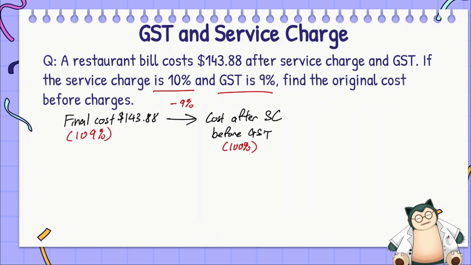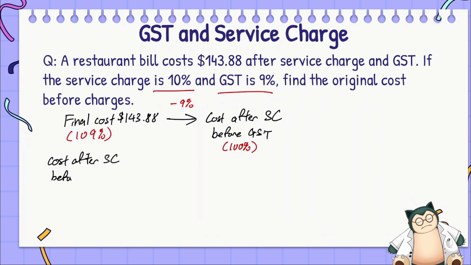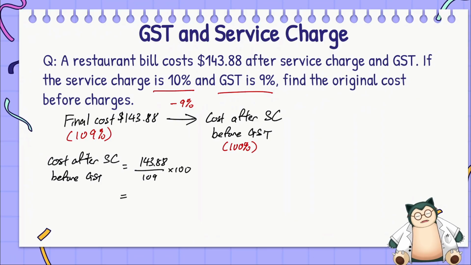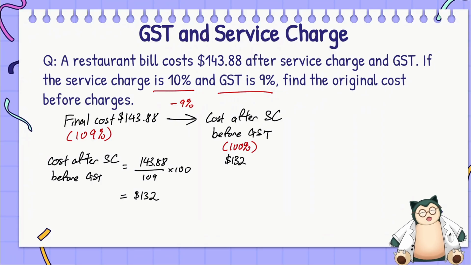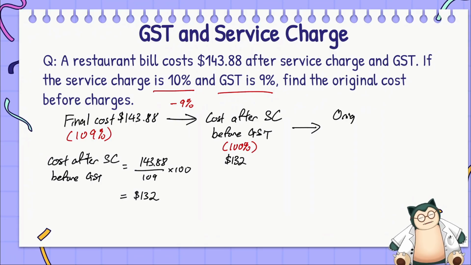Okay, to calculate this cost, the cost after service charge before GST would then be 143.88 divided by 109 and then multiply by 100. 143.88 divided by 109 multiplied by 100. That will give us a cost of $132. So this is $132.